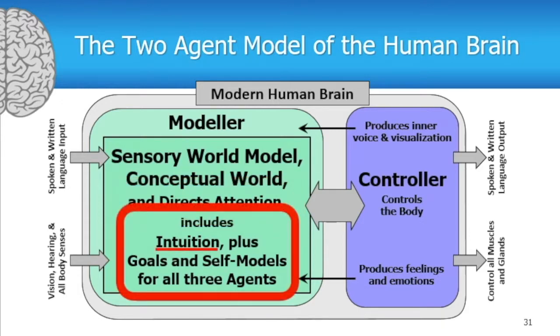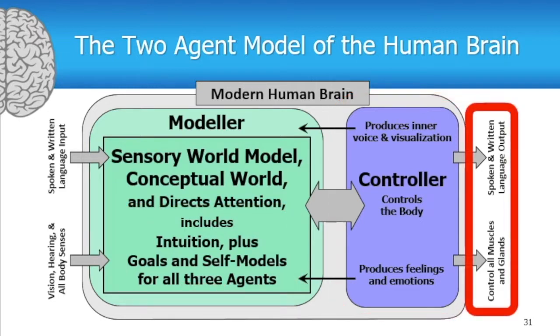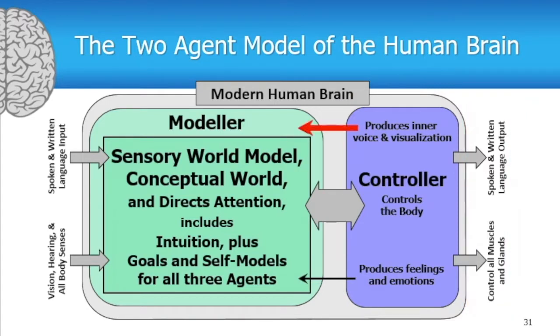The modeler is the source for intuition, and it contains the goals and the self-models of all the agents. The three agents are the modeler, controller, and human as a whole. The controller controls the body and produces the language output. The controller also produces the inner voice and visualizations. Instead of always reciting inner voice and visualizations, I will sometimes refer to these as just thoughts. They can either be conscious verbal or conscious visual thoughts.